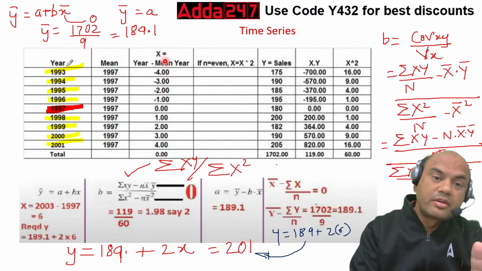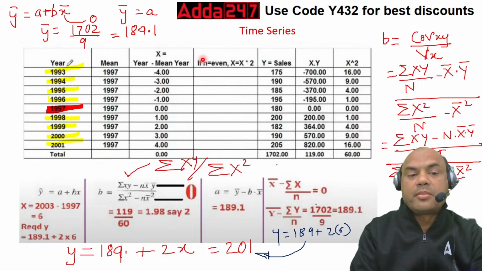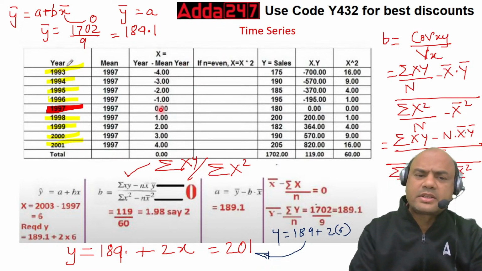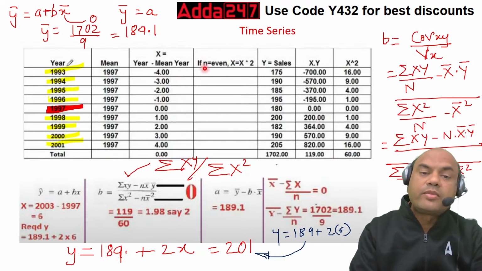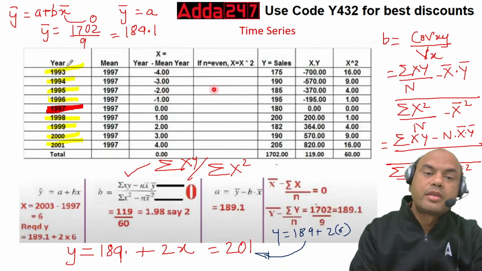Now first, what did I say? If x is even, then multiply it by 2. Here, is it even? No. Here it's odd. 9 are given. So keep it as it is. If x would have been even, you would have been required to multiply it by 2.